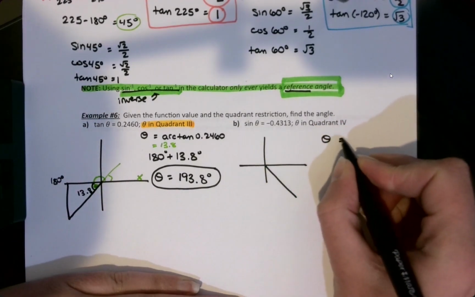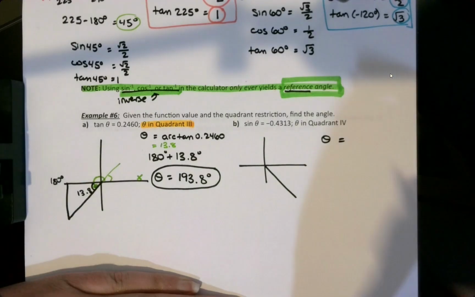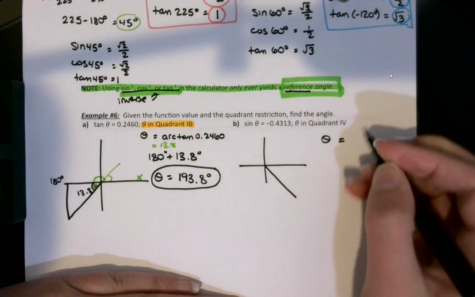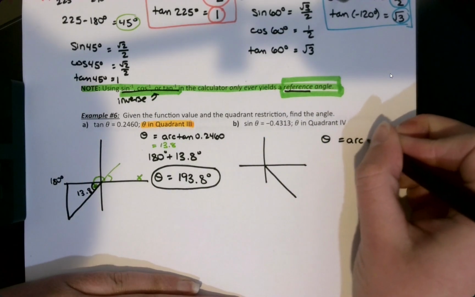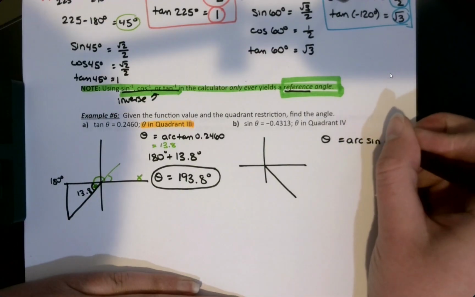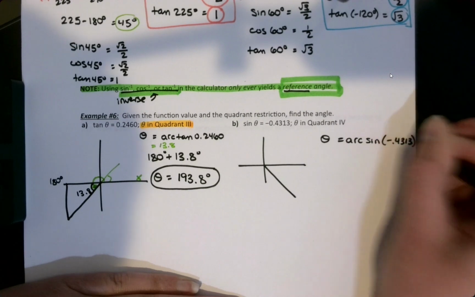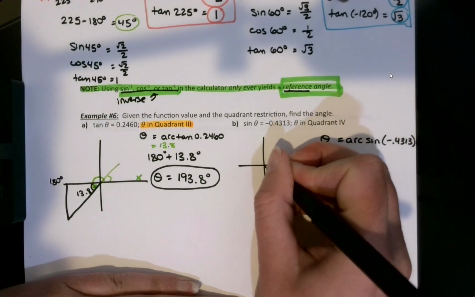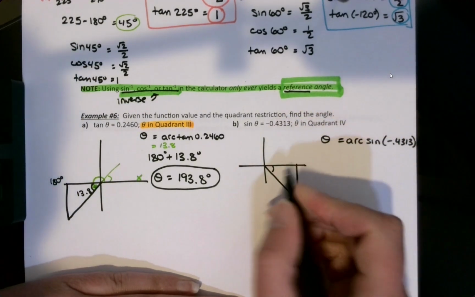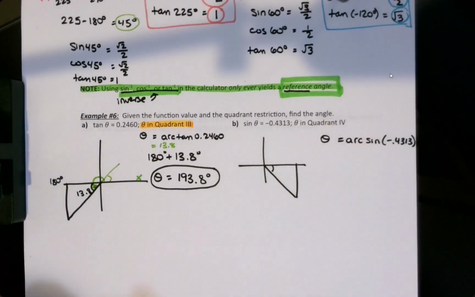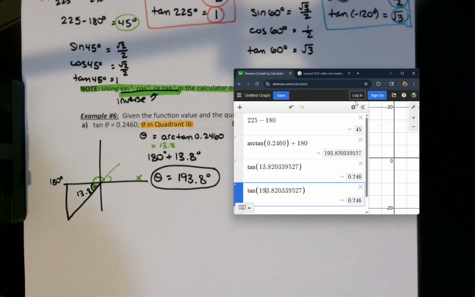And I know the angle's sine value is negative 0.4313. So I'm going to have to do the arc sine of negative 0.4313. And what that's going to give me is this little bitty angle in the reference triangle. Then I'm going to have to change that for myself.